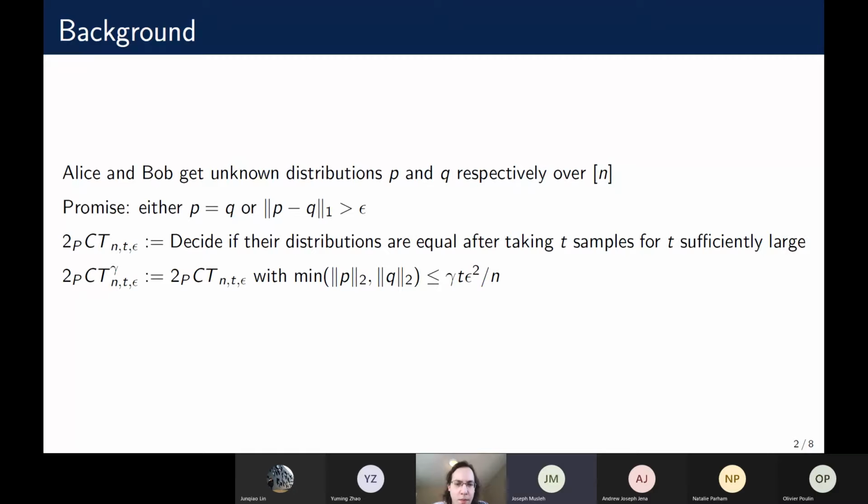And so the two-party closeness testing in parameters n, t, and epsilon requires that they decide if their distributions are equal after taking t samples, for some sufficiently large number of samples. That bound is briefly mentioned in the paper. They discuss a slight variant of this, where we now have this gamma parameter, which upper bounds the two norm of at least one of these distributions. We'll see why we want the two norm bounded in just a moment. As long as at least one of these two norms is sufficiently small, then the algorithm that they discuss applies.